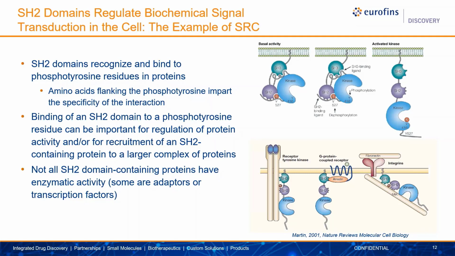For example, an SH2 domain can act as a regulatory module for protein catalysis in one protein, or as a recruitment scaffold for other binding partners in another protein. Importantly, not all SH2 domain-containing proteins have enzymatic activity, and many of these proteins are emerging drug targets, such as transcription factors.